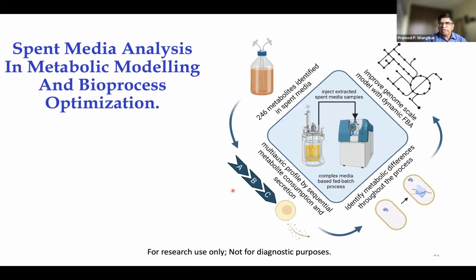So just a very quick introduction to what we do with spent media analysis. So this is a fermenter. We perform exactly the same type of LCMS based metabolomics on the fermenter samples, and use that data to fit what is called a genome scale metabolic model. And the use case here is to optimize the fermentation process.